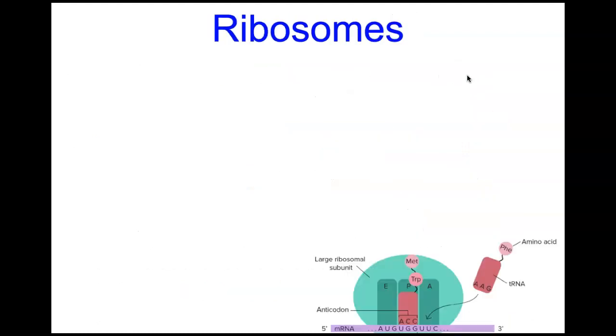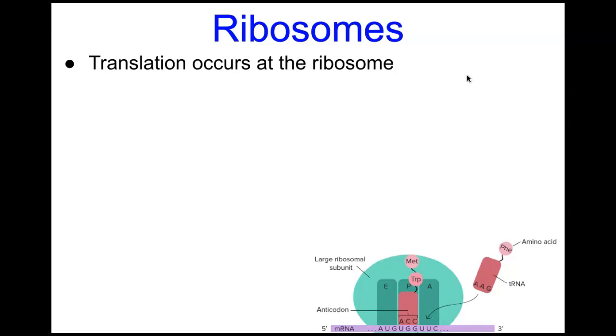If we take a look at the structure of ribosomes, remember that ribosomes are not membrane-bound organelles. Ribosomes are found in both prokaryotic cells and eukaryotic cells. In eukaryotic cells, ribosomes can be attached to the endoplasmic reticulum, making it the rough endoplasmic reticulum, or they can be found free-floating as loose ribosomes in the cytoplasm of the cell. In prokaryotes, they are found in the cytoplasm of the cell as well.